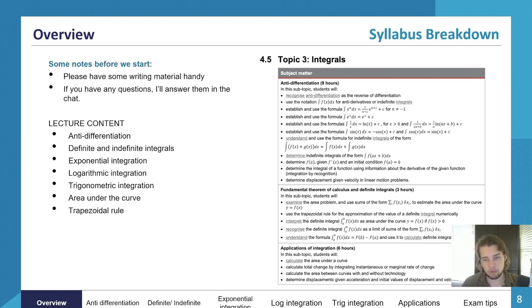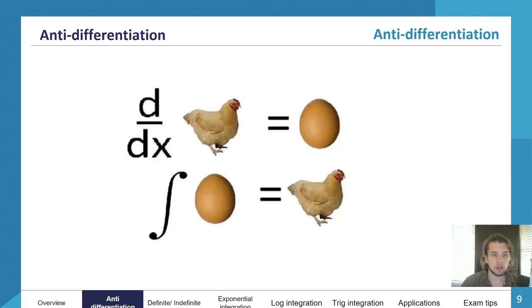Based on all that, we're going to get a general understanding of what is integration, how do we relate it to differentiation, and how do we actually get useful, applicable skills out of it. We're going to look at as well the trapezoidal rule. Okay, so let's move on.